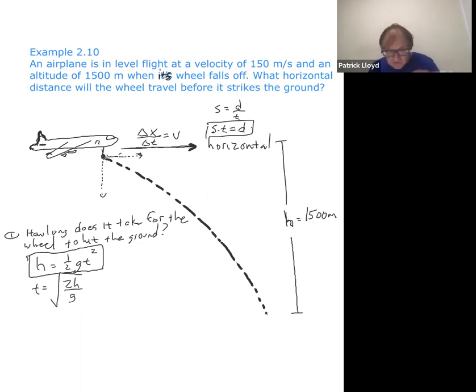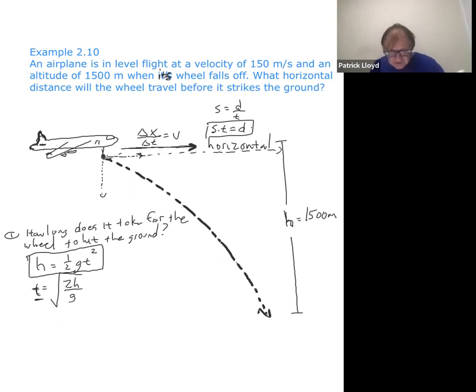Then what we do is once we know that amount of time, how long it took for it to hit the ground, we can say, hey, the wheel is also moving in this direction because it's with the airplane, right? So when it disconnects from the airplane, it's still going to move this way, but it's going to start falling. So that's why you get this projectile motion like this right here.